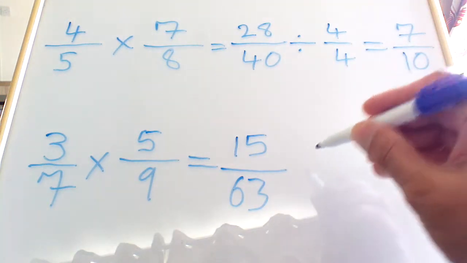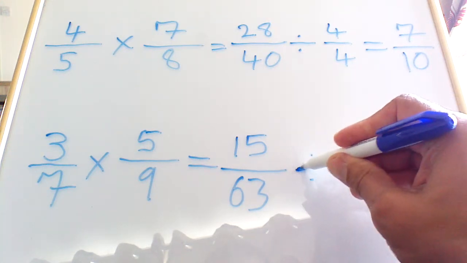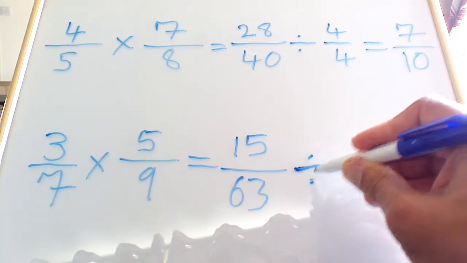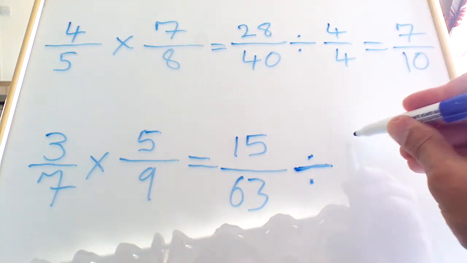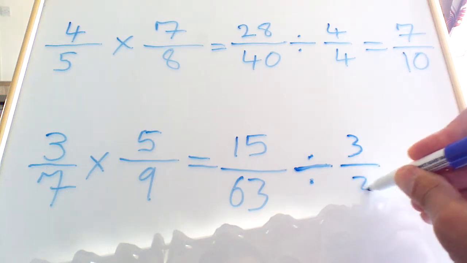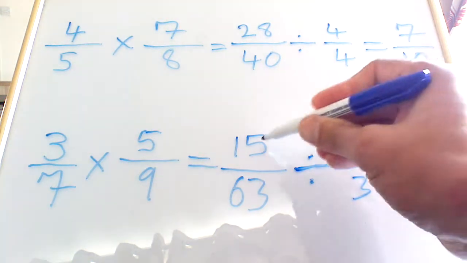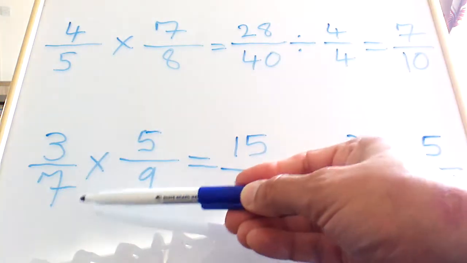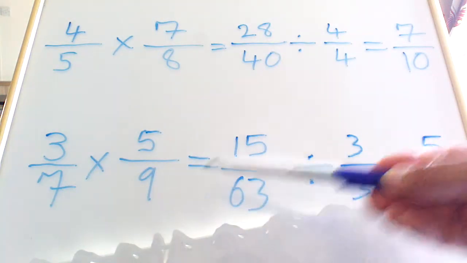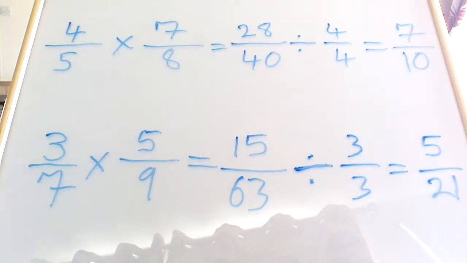So again, we're going to look for the highest common factor. That's the highest number that will divide into both numbers evenly. And in this case, it's going to be 3. So 3 goes into 15 5 times. 3 goes into 63 21 times. So your final answer is 5/21. So 3/7 multiplied by 5/9 turns out to be 5/21.